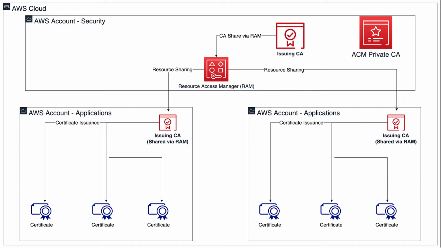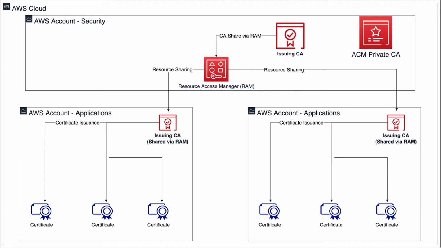If you have five accounts with three CAs each, this would normally cost around $6,000 a month. But by sharing those three CAs in a central account with the other four accounts, you would only pay $1,200 a month. This cost saving is due to the fact that you're only paying for the primary CA that you own in the first account, and you do not pay for those CAs that are shared with the other accounts.